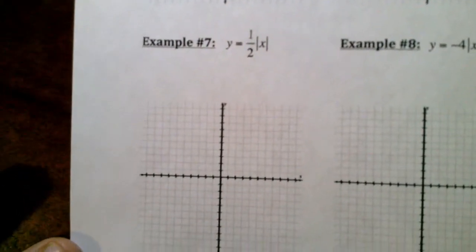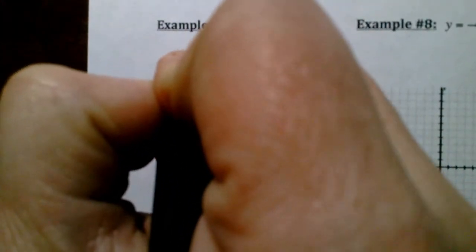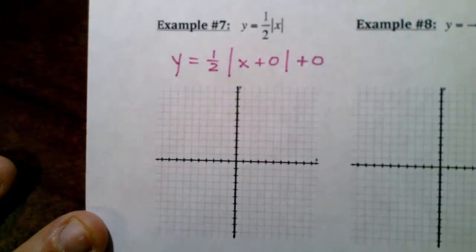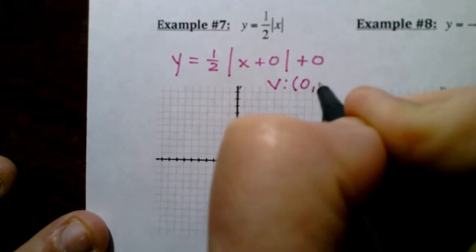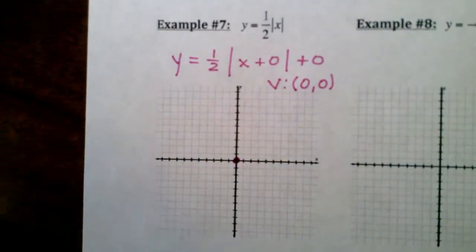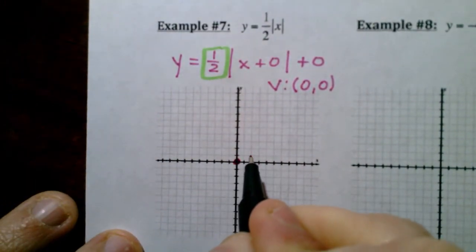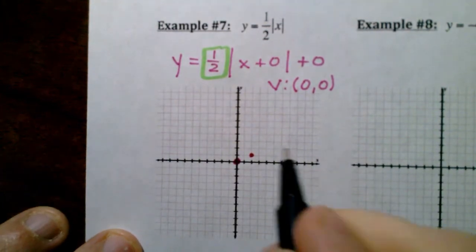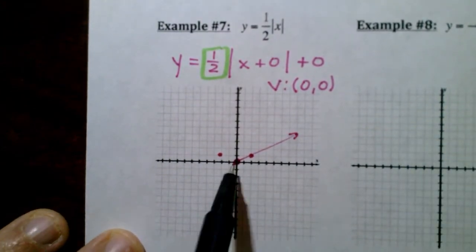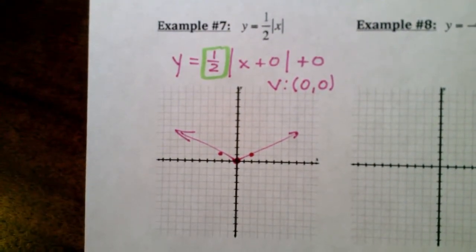Now my last two examples that I want to go over. The first one is going to involve me writing this out to look like every other absolute value. Y equals 1/2, x plus 0 plus 0. Vertex, 0, 0. Slope, 1/2. Up 1, over 2. Don't forget mirror image, up 1, back 2. And now when I draw this, it is significantly wider. My graph didn't shift at all.